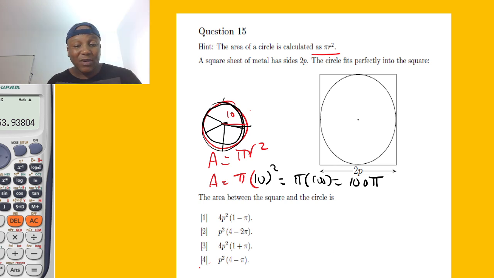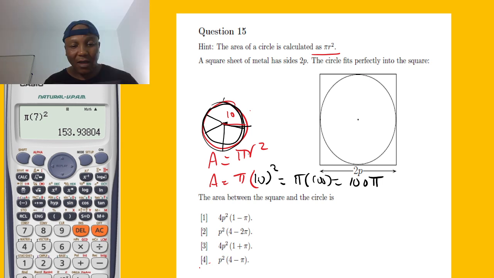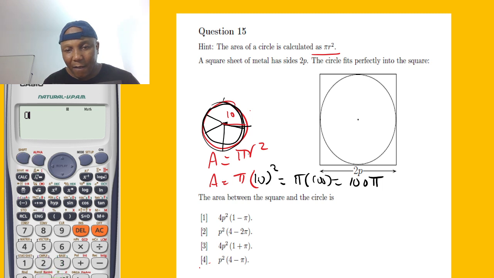Or you can simply say 100 pi. You can put it in the calculator. Let me pull up a calculator so you can understand this. You type 100, shift, pi, and then equals, and you get an answer. So that's how you find the area of a circle.